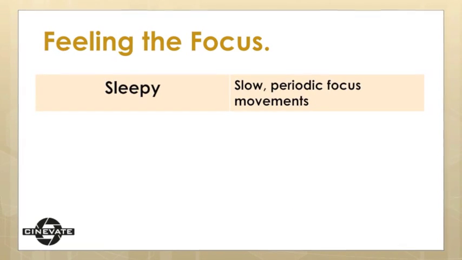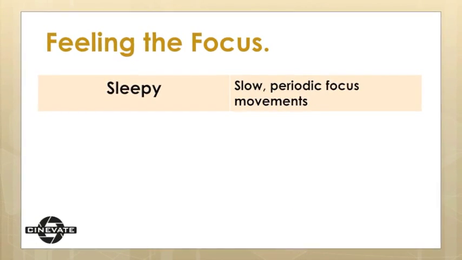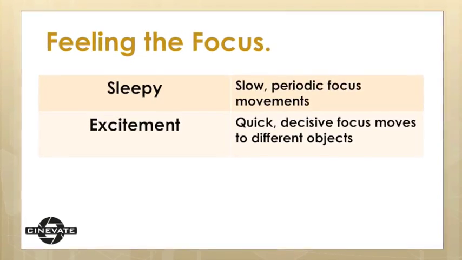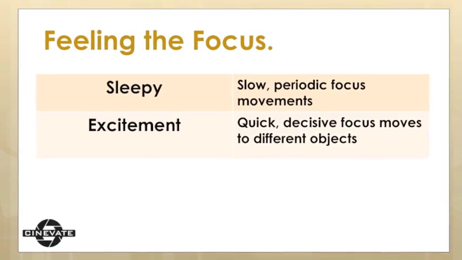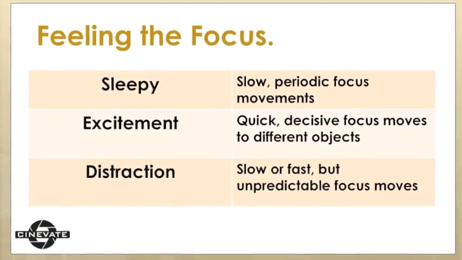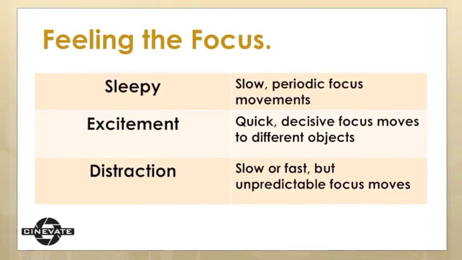For me, sleepiness can be conveyed by periodically shifting the lens in and out of focus slowly. Excitement can be shown as quick, decisive focus movements to different objects within a scene, whereas distraction can be portrayed as slow or fast, unpredictable focus movements throughout a scene. Regardless of how you see the world, understanding how to convey your feeling of the world through focus is very important. Now take a look at this next clip.